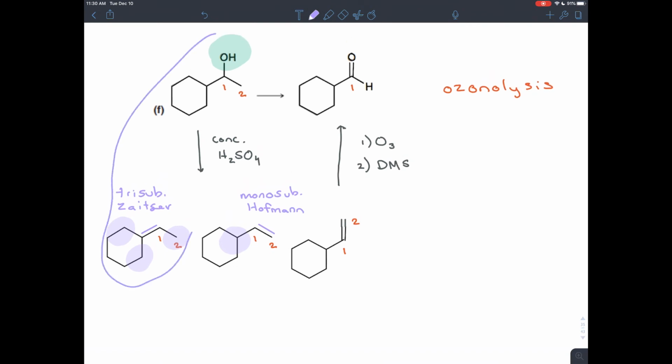E1 reactions, the type of reaction you would do if you used concentrated sulfuric acid, turn this into a good leaving group that comes off first. E1 reactions always give you the Zaitsev product as your major product. But here we want the Hofmann product, so we cannot do this E1 reaction.